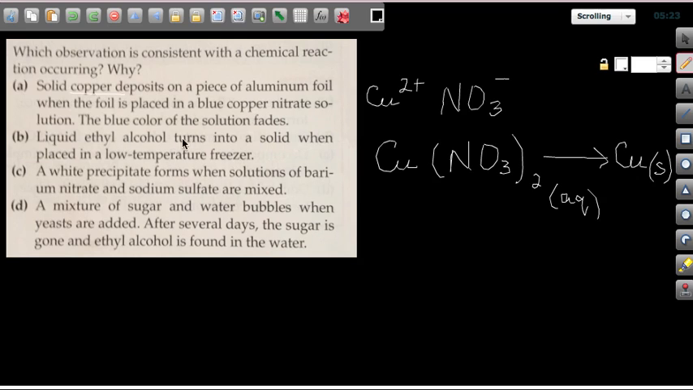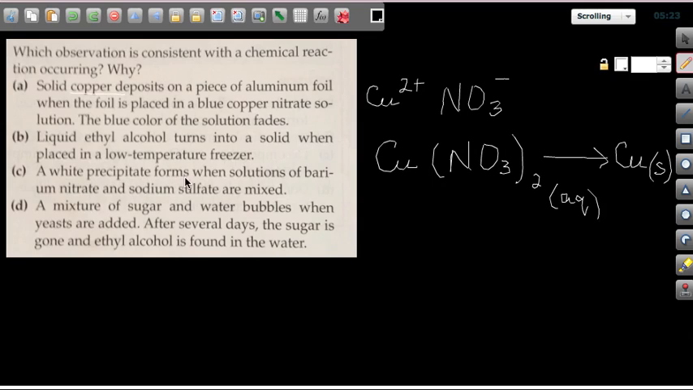Liquid ethyl alcohol turns into solid when placed in low freezer temperature. Well, do you think that ethyl alcohol turned into something else just because it's solidified? B is definitely not a chemical reaction. You simply froze it. It's kind of like saying ice is not water anymore.